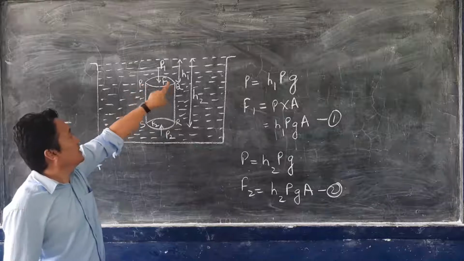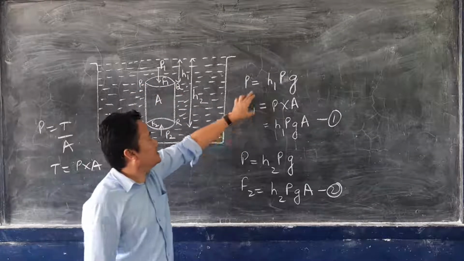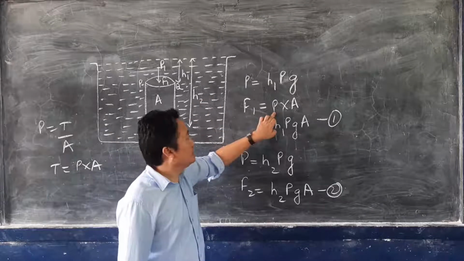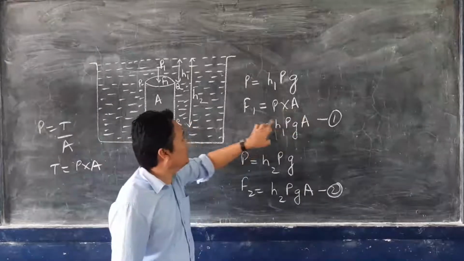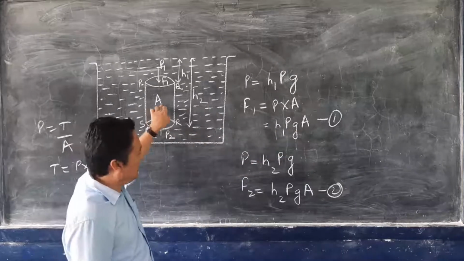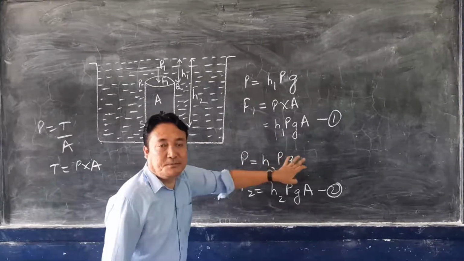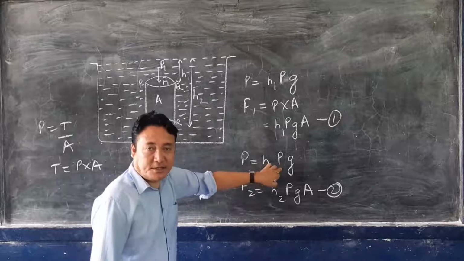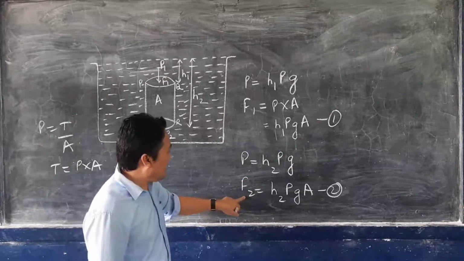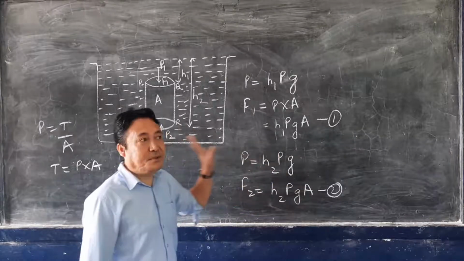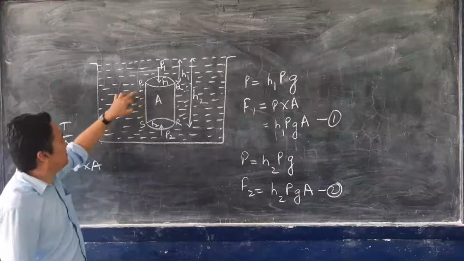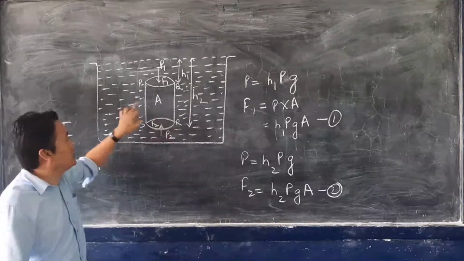Here the pressure at the region PQ is given as h1 rho g. Force at the region PQ equals pressure into area. You know the formula. The pressure is already given as h1 rho g, into A, the cross-sectional area. Then P equals h2 rho g. This rho is the density. And F2 equals h2 rho g A, as equation 2. We also have to calculate the thrust on the side regions PS and QR.